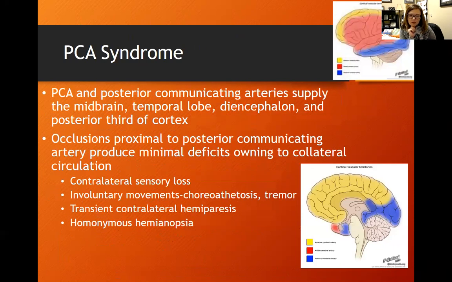PCA syndrome, posterior cerebral artery. So contralateral sensory loss, involuntary movement, so they may end up with tremor, transient contralateral hemiparesis, and homonymous hemianopsia as well. So if we look at PCA, and you look here, and I'll move myself so you can see it, it is that ventral, right? It's the back part of the brain right by the cerebellum.